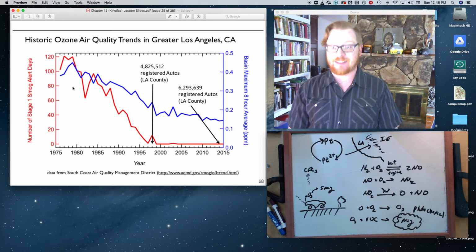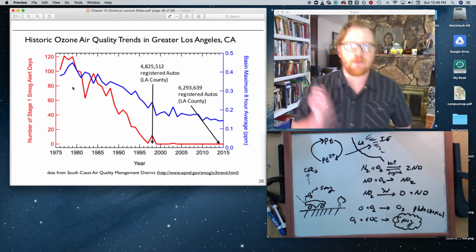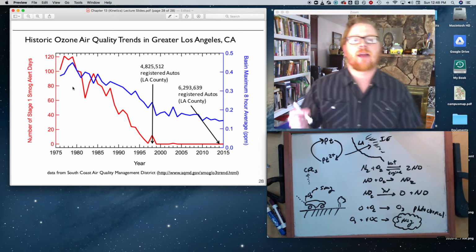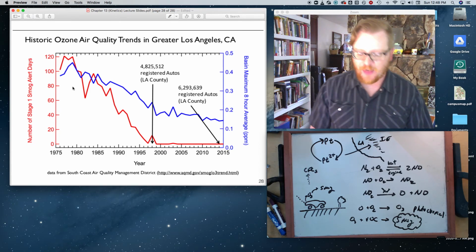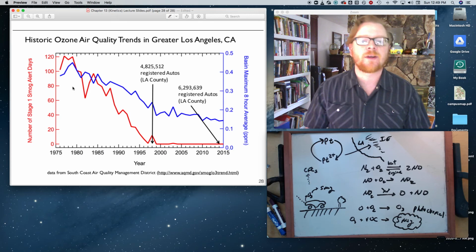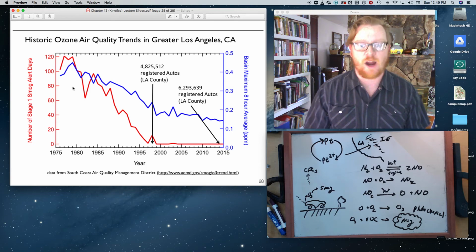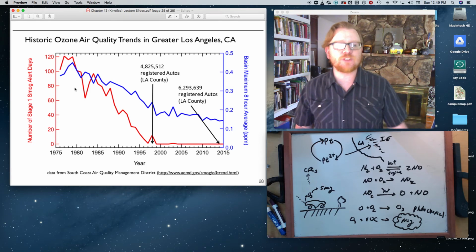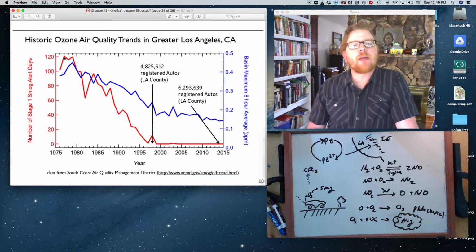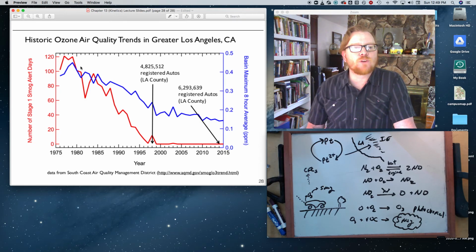So in any event, in the 70s, the Clean Air Act is established. It allows California to set its own regulations. California says everybody has to get smog checked. And it also established that when new automobiles come out, if they're to be sold in the state of California, they have to meet certain stringent emissions requirements. And look at the results. The number of stage 1 smog alerts are decreasing, and the ozone maximum average concentration is decreasing.